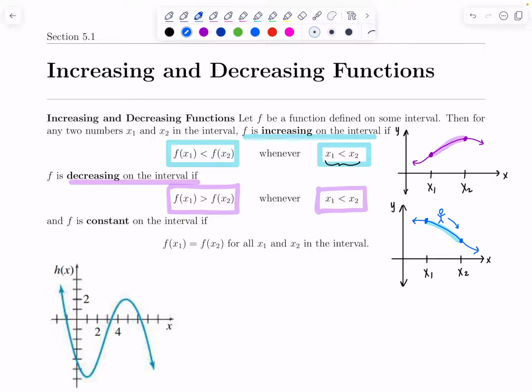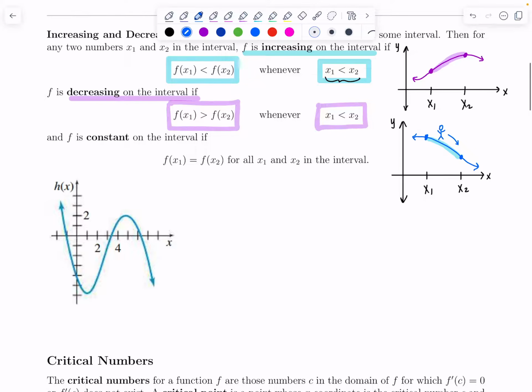All right. We say that a function is constant on the interval if f of x1 equals f of x2 for all x1 and x2 in the interval. So hopefully that's straightforward. You have a horizontal line, or it's flat on the interval from x1 to x2, if all the function values, all the y values, are the same. Now hopefully you've had a little bit of experience listing intervals of increase and decrease, but if not, let's just do a little review example right now.